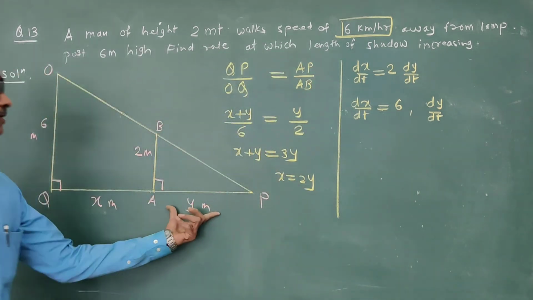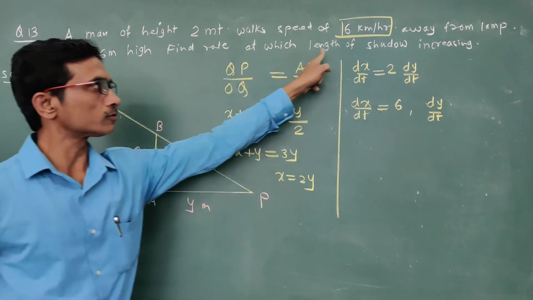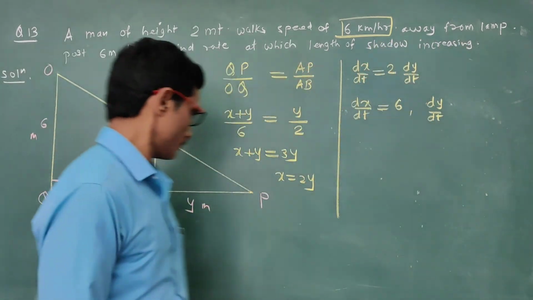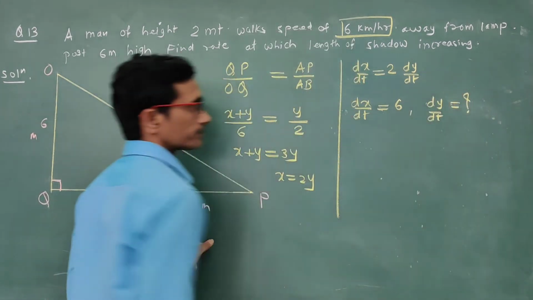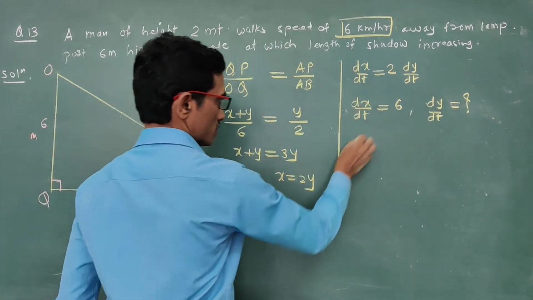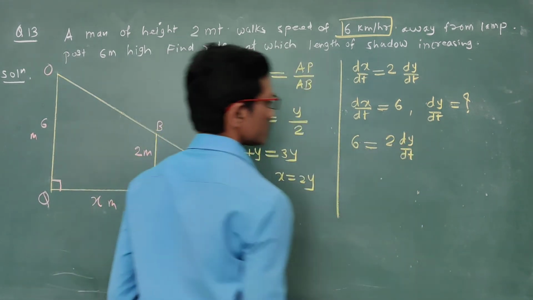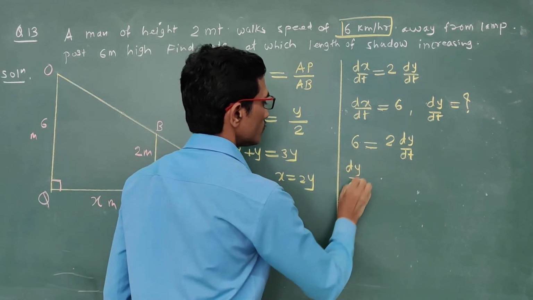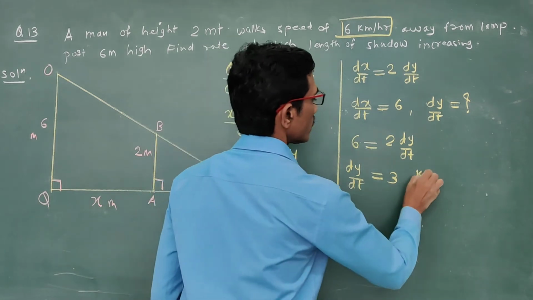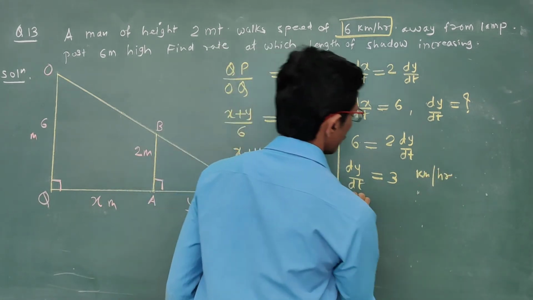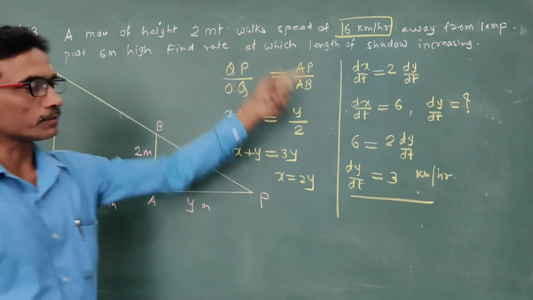So dy by dt is what? The rate at which the length of shadow is increasing. That is dy by dt. So substitute here 6 is equal to 2 times dy by dt. This gives us dy by dt is equal to 3. This 2 is getting cancelled. 3 kilometer per hour. That will be the rate at which length of shadow is increasing.